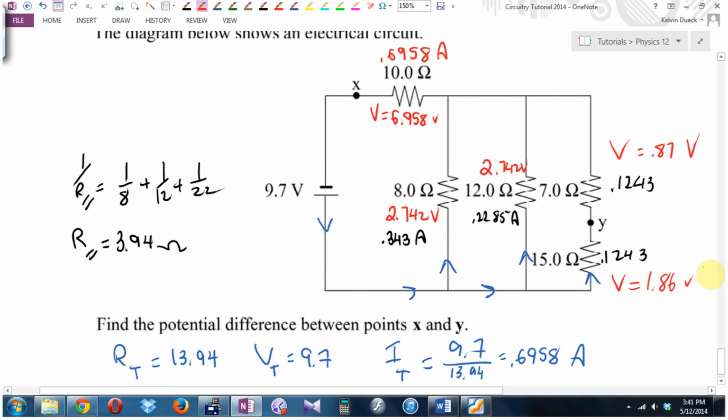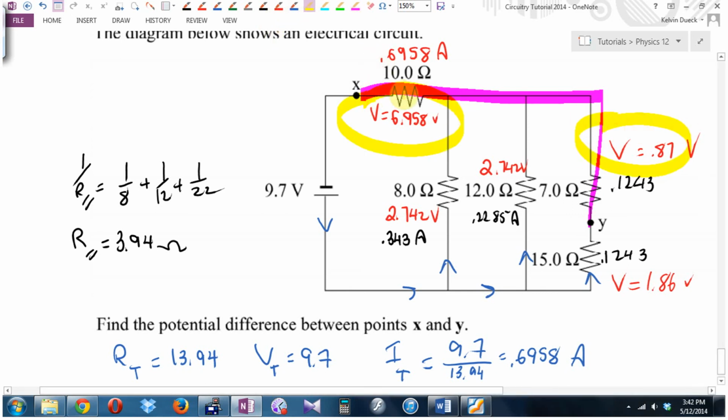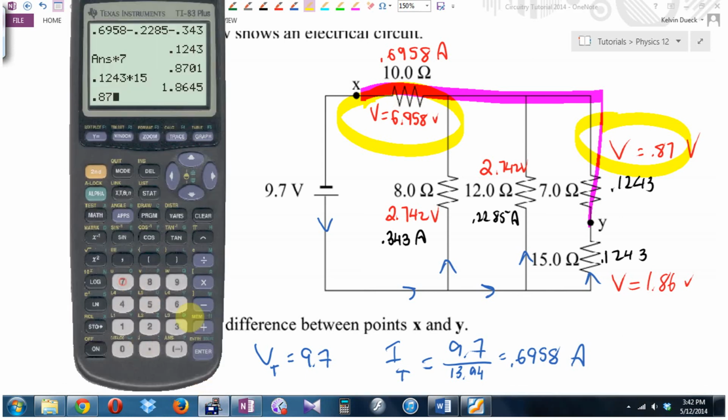All right. It wants the potential difference between point X and Y. It wants that height there. Well, plus, should be it. 0.87 plus 6.958. I hope it's 7.83-ish, give or take, because I've rounded off a lot.